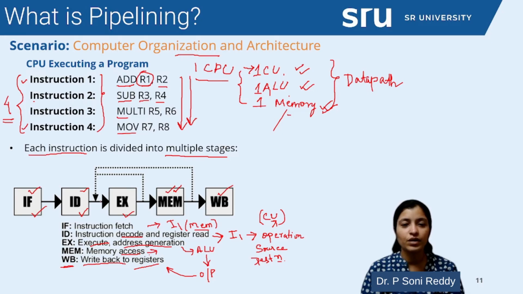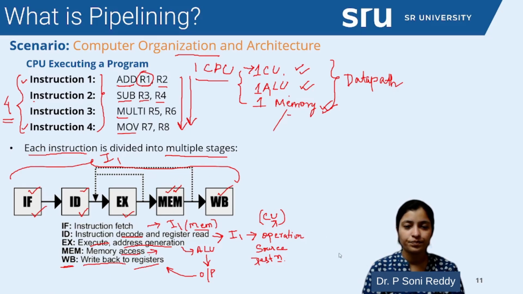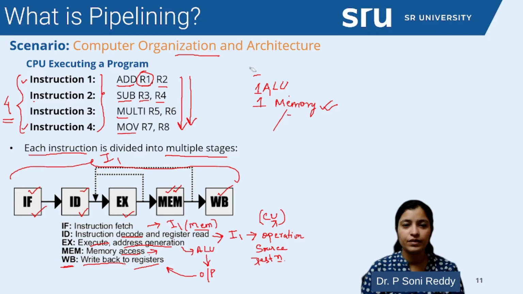So what are we doing? Every instruction, that means one full instruction, will be divided into 5 steps. Instruction 1 is divided into 5 steps. Similarly, instruction 2 will be divided into 5 steps, and 3 will be divided into 5 steps. So each instruction has 5 steps here. How this division of steps is going to help in parallel execution, that is what we are going to study here.